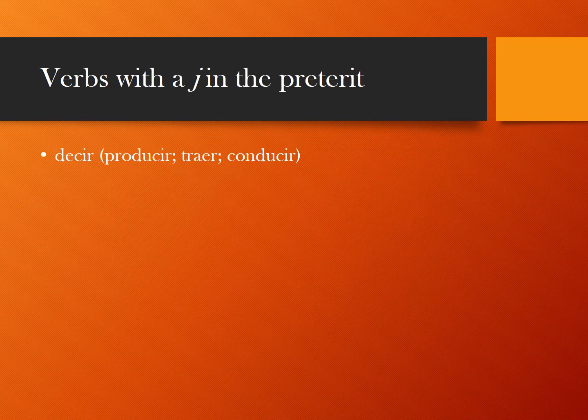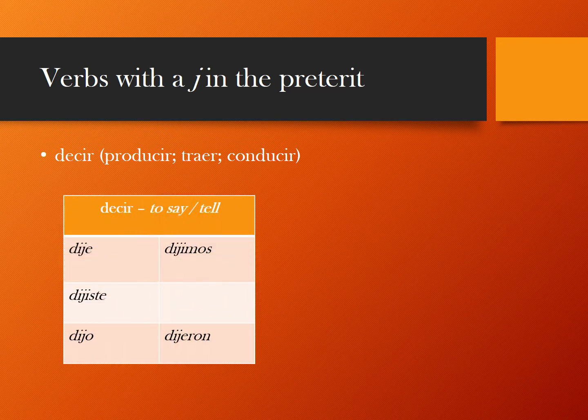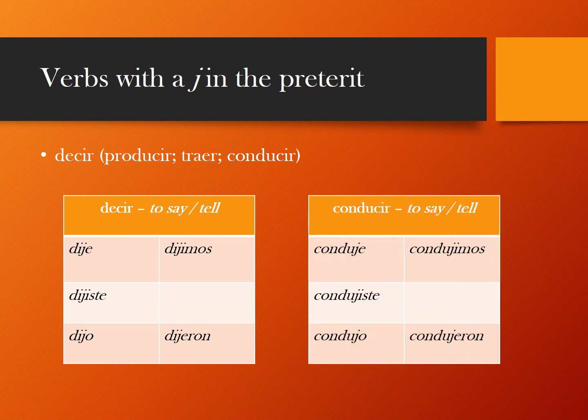There's a bunch of verbs that get a J. Decir is one of them. Dije, dijiste, dijo, dijimos, dijeron. There is no accent. And then any verb that ends in -ucir, U-C-I-R, conjugates the same way. Conduje, condujiste, condujo, condujimos, condujeron. Bien.